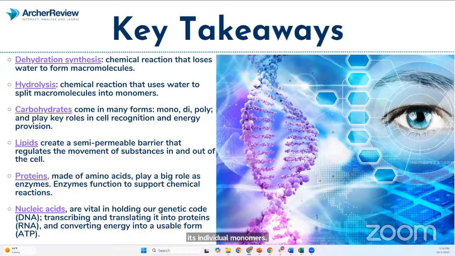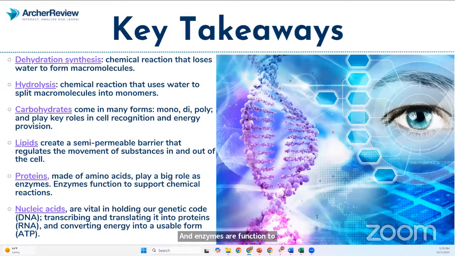Carbohydrates come in many forms: mono, di, poly, and they play important roles in cell recognition and energy provision. Lipids, like the example we looked at, the phospholipid bilayer, create a semi-permeable barrier that regulates the movements of substances in and out of the cell. Proteins are made of monomers known as amino acids, and they play an important role, as we saw, as enzymes. And enzymes function to support chemical reactions.